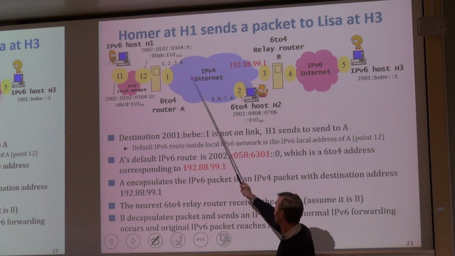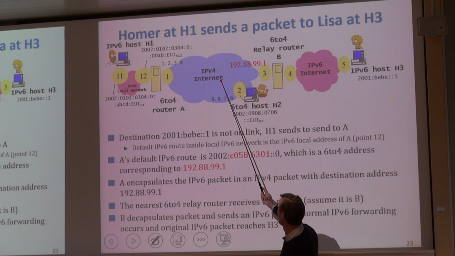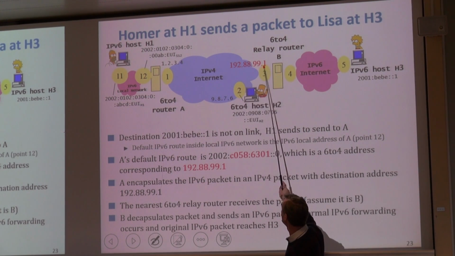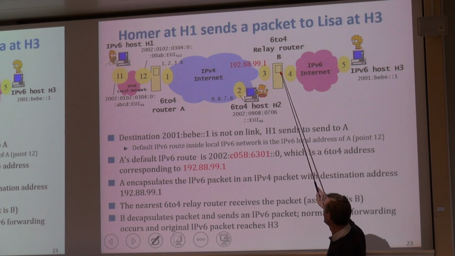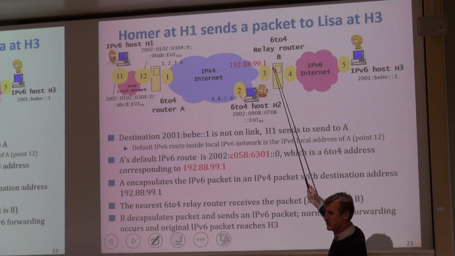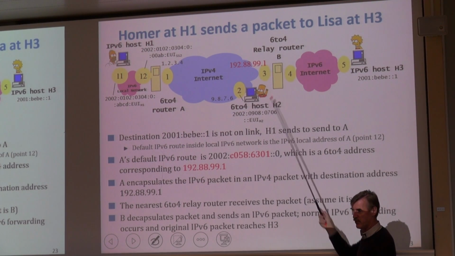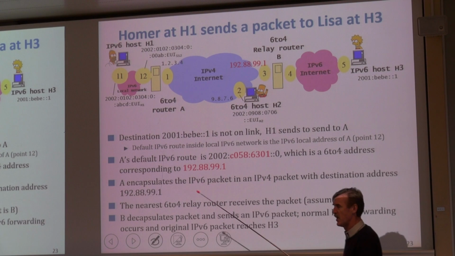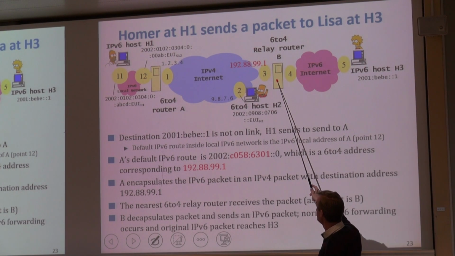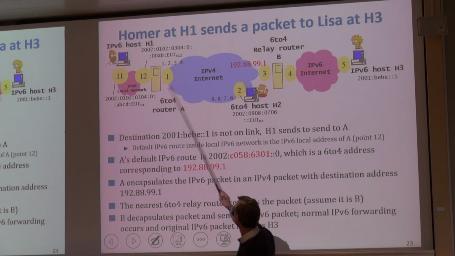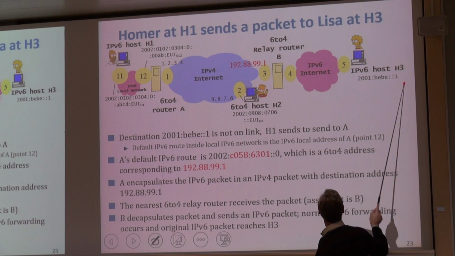So the packet will now come here via the IPv4 internet and will go to the nearest of the machines that respond to this address. Here it's B. It will reach B. Now, when B receives anything on this address, it knows it is the end of a tunnel. It decapsulates it and reads what's inside. What is inside is an IPv6 packet, with this destination address.